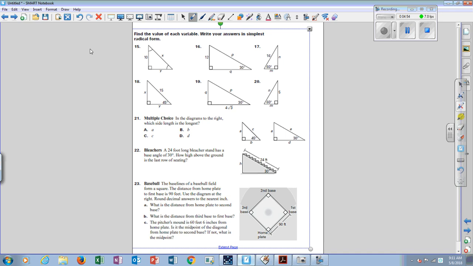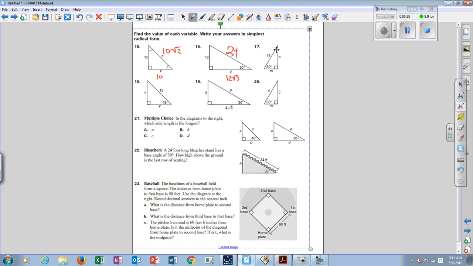Find the value of each variable, write your answers in simplest form. This is an isosceles triangle, which means that this is 10, and this is 10 roots of 2. And those are both simplest form. If this is 30, it makes this 60 and 90, because it has the box. So you do 12 times the square root of 3 for this, and 12 times 2, or 24 for P.